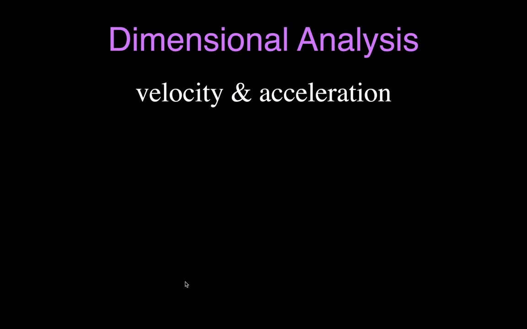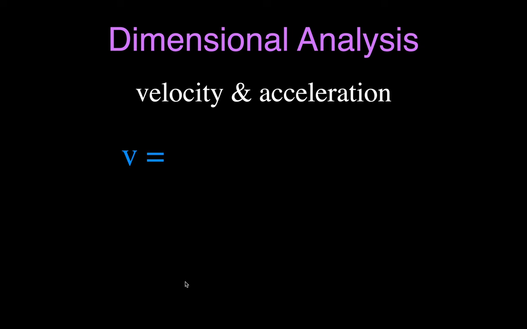And this is going to be part one for this video. We are going to be talking about dimensional analysis, and we're going to start off nice and simple with velocity and acceleration. You should know the units for velocity are meters per second. The units for acceleration are meters per second squared. And how do we get those units out of our equations when we're doing calculations for velocity and acceleration?